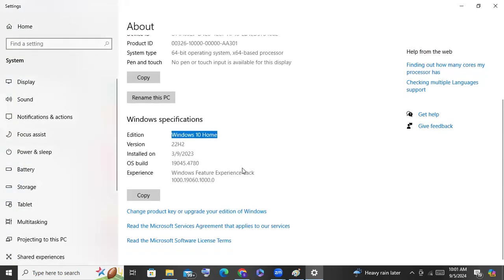And what is the operating system specification? Windows 10. So I have Windows 10. I do not have Windows 11. My machine is a little bit old, guys. It does not have Windows 11 capability. Windows is not supporting me to upgrade to Windows 11.